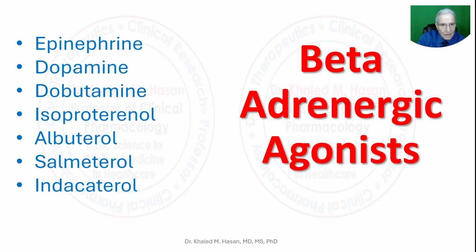Regarding beta-adrenergic agonists, as you can see here on the slide, the first and prototype medication is epinephrine, and we have several brand names for epinephrine, followed by dopamine, dobutamine, isoproterenol, albuterol, salmeterol, and indacaterol. I will repeat it: epinephrine, dopamine, dobutamine, isoproterenol, albuterol, salmeterol, and indacaterol.